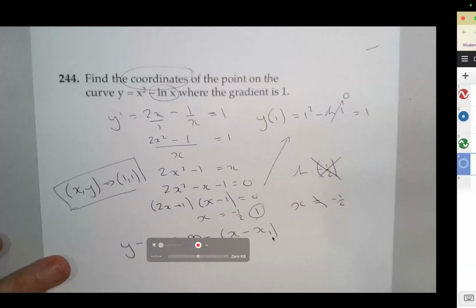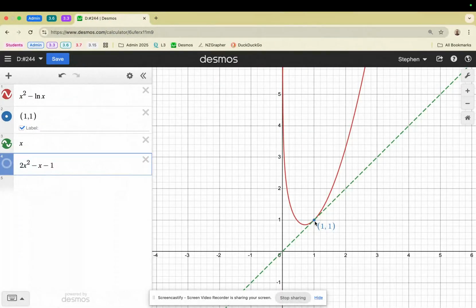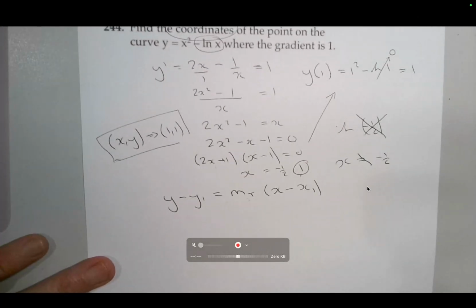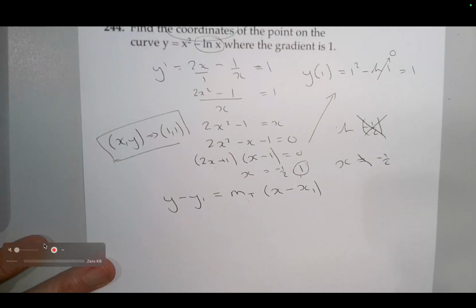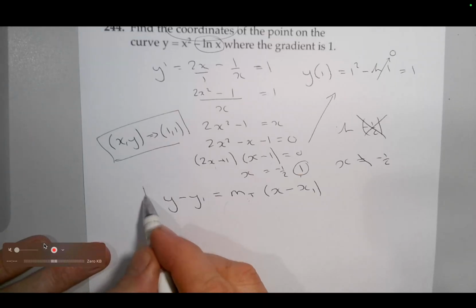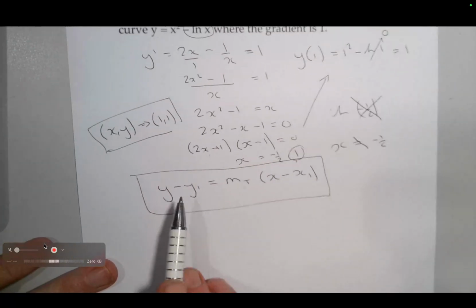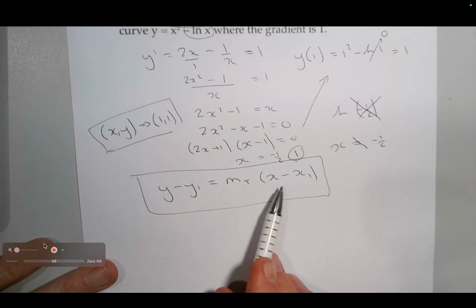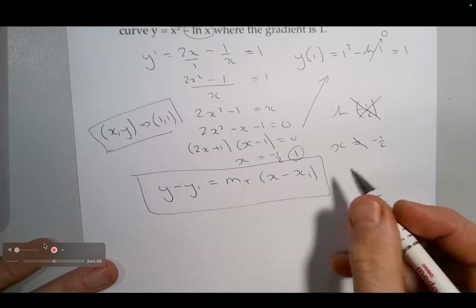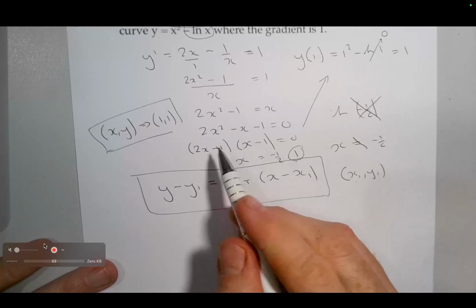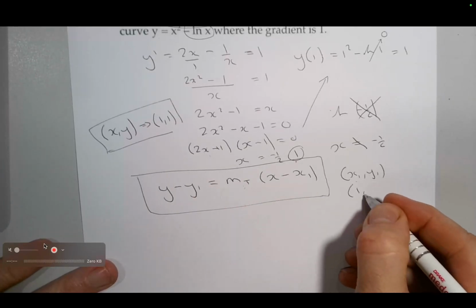Okay, so at the position 1, 1, the tangent will have a gradient of 1. So if we just see that there, so there at 1, 1, the tangent line has a gradient of 1. Now let's get the equation of that tangent line. So what do we need for the equation of that tangent line? We need this formula here. You need to get very comfortable with using this one here. Okay, so this is called the point. You need a coordinate point, and in this case, our coordinate point is going to be 1, 1.